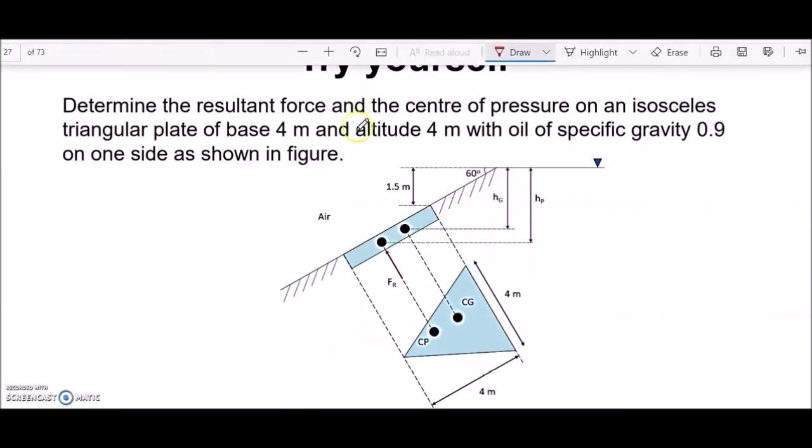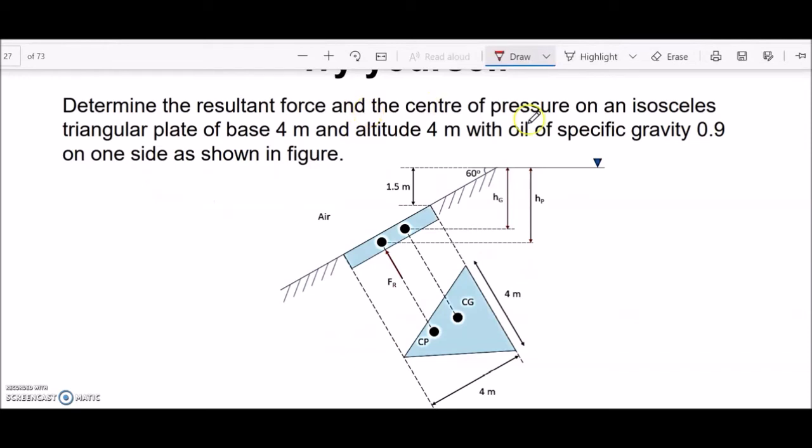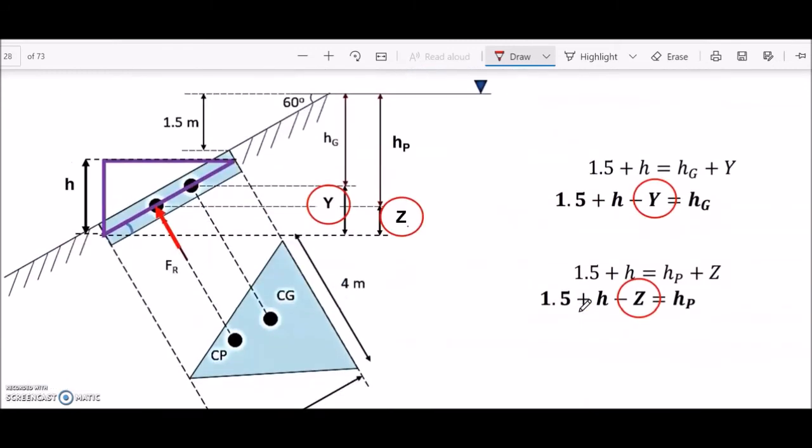To determine the resultant force and the center of pressure on an isosceles triangle of base 4 meter and altitude of 4 meter with oil of specific gravity 0.9 on one side as shown in the figure. So this isosceles triangle has been immersed in the water at 1.5 meter from the water surface with a 60 degree angle. So let's look into the solution.